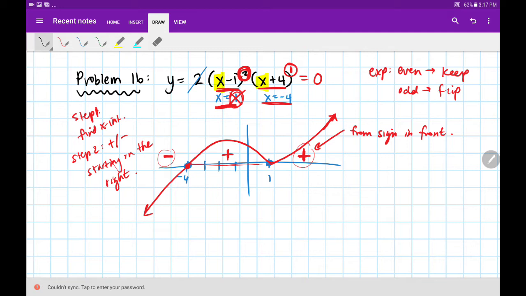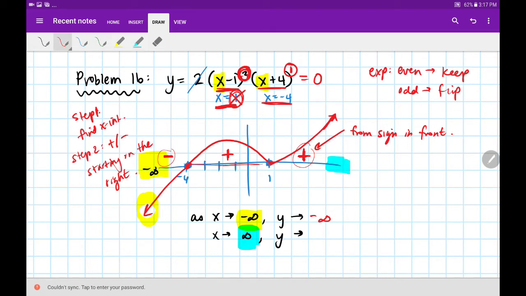Let's do our end behavior now. As x approaches -infinity, and as x approaches +infinity, how does y behave? Well, as x approaches -infinity, that's over here on the left side. Our graph is going down. That means y approaches -infinity. Now as x approaches +infinity, that's over here on the right side. Our graph is going up. So that means y approaches +infinity. And we're done.